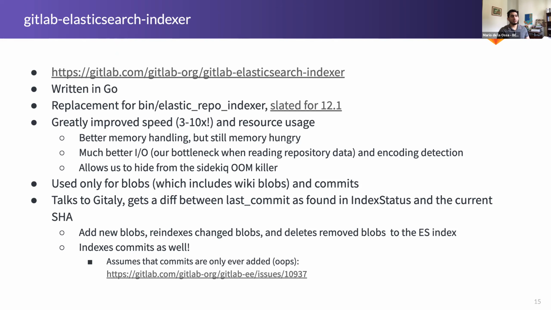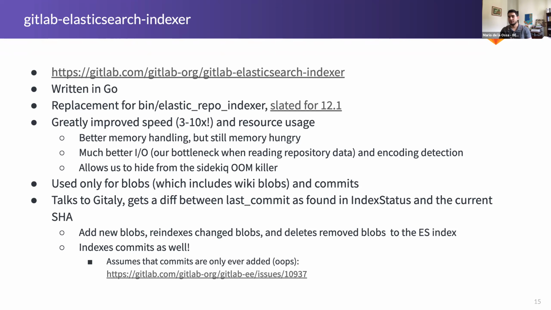Now, it's only used for blobs, which includes wiki blobs and commits. Wiki blobs is actually a new thing, because we found out last milestone that we basically had a broken indexer for anybody that was no longer using NFS. Anybody that migrated over to Gitaly, because wiki blobs are blobs. They are on this, and they're not on the database. So we actually have to treat them exactly the same as other blobs.